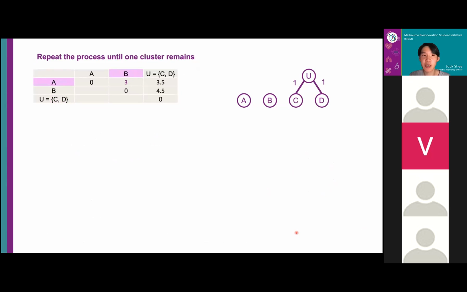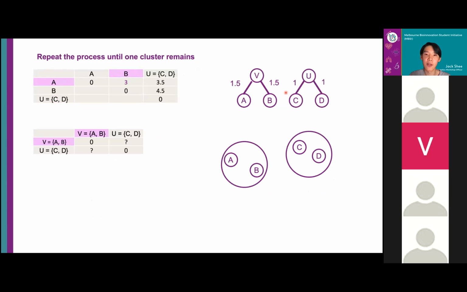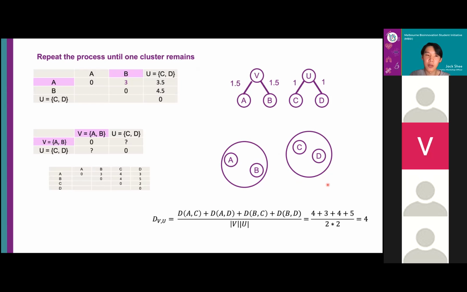So now we're merging clusters A and B. Here we've formed a new cluster V, and remember the branch lengths are half of the minimum element, which is 3. So we continue on, and now we have to recompute the distance between this new cluster V and our old cluster U.